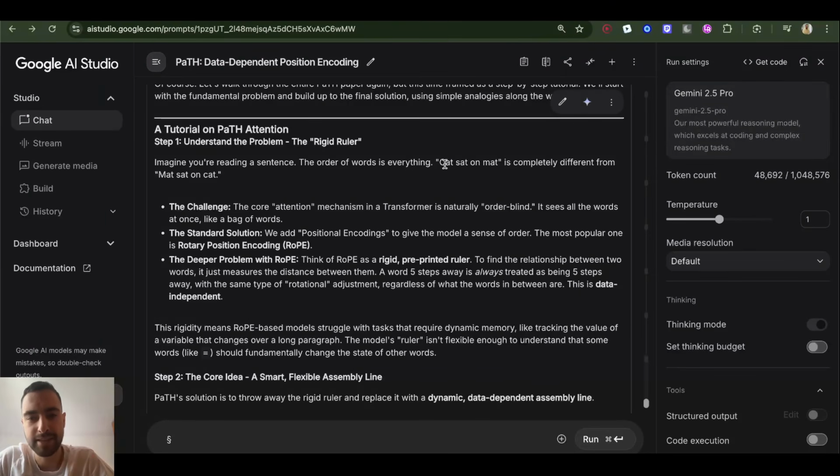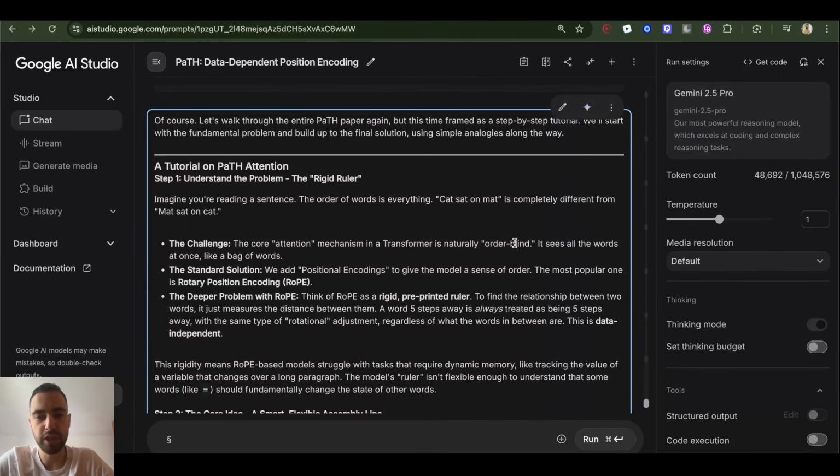If we have a sentence "cat sat on mat", we need to know the order of words. Right now, what's popular is using RoPE, rotary positional embeddings. But RoPE only shows how much distance is between tokens. For example, if we look at the token "mat", this token is 1 place away, 2 places away, 3 places away. So when we calculate attention between mat and cat, we just know it's 3 places away.